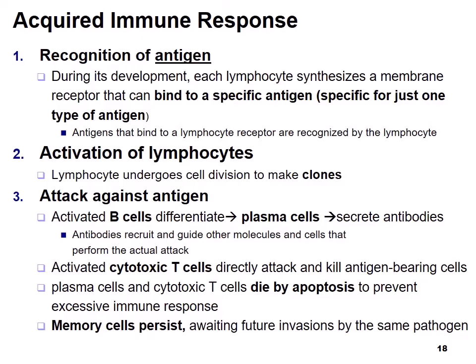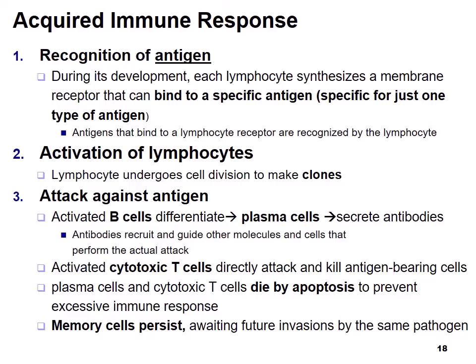And then to actually attack the antigen, B cells are going to differentiate or mature into plasma cells and secrete antibodies. We'll talk about what the antibodies do coming up, but basically they're going to recruit and guide other molecules and cells to the area. Then cytotoxic T cells themselves are going to directly attack and kill the antigen-bearing cells or the antigens themselves.